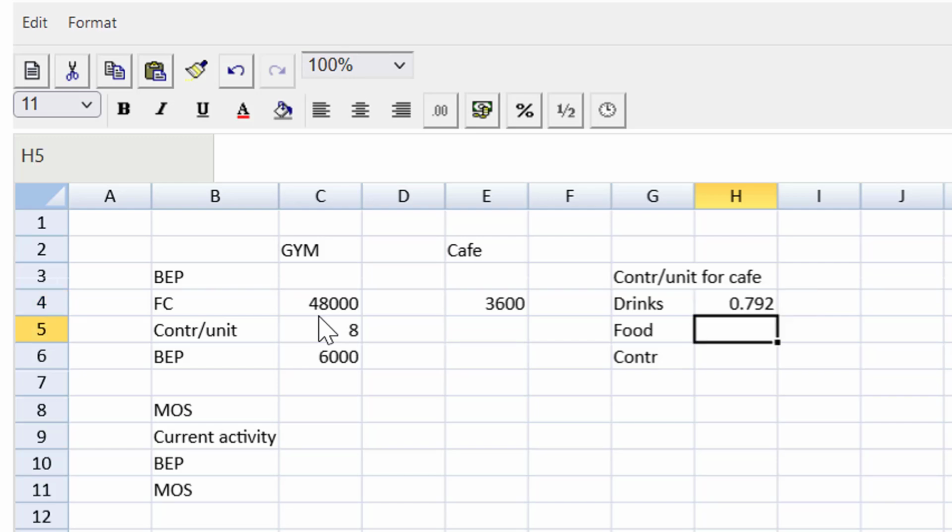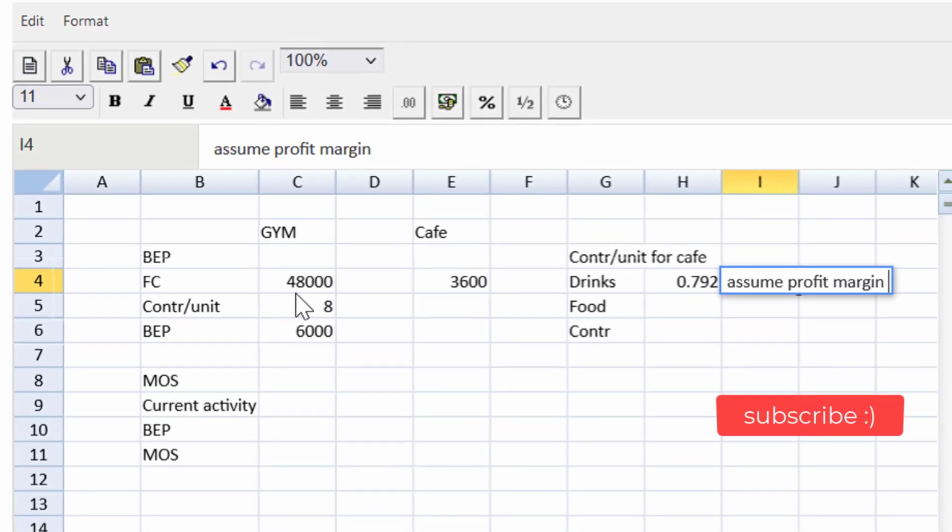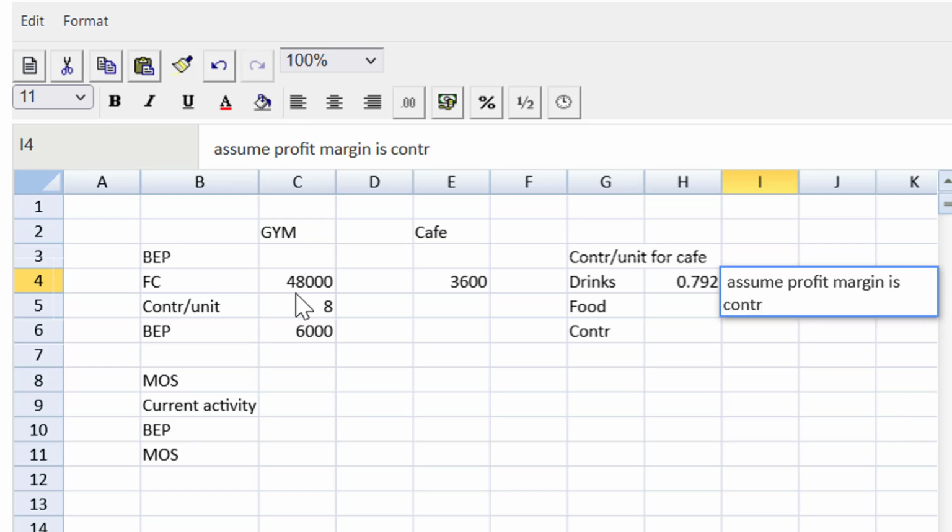If you are unsure of something, you always make a note to the marking team, and we can do that right here. Assume the profit margin is contribution margin. If you're confused by something, don't feel bad. The whole room, the whole exam hall is confused. Just make a note and keep it moving. Don't get bogged down. So I've made a note.